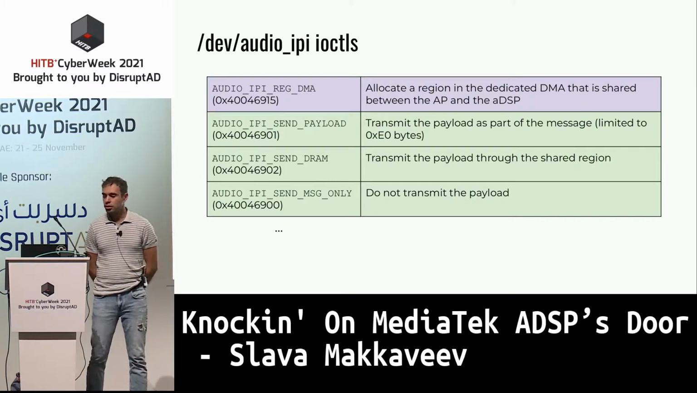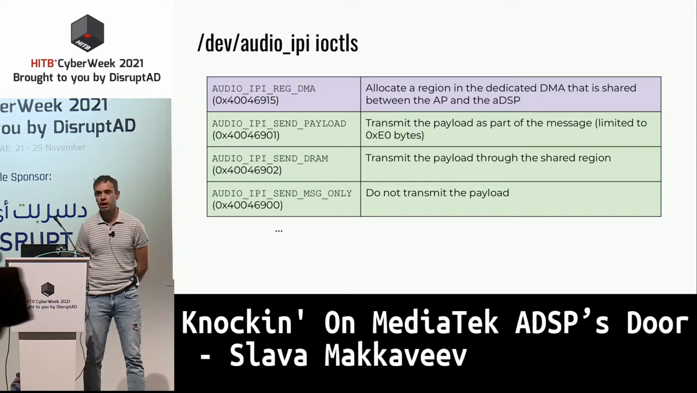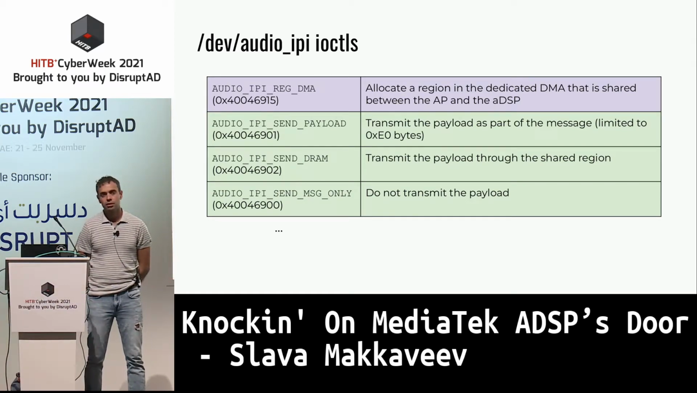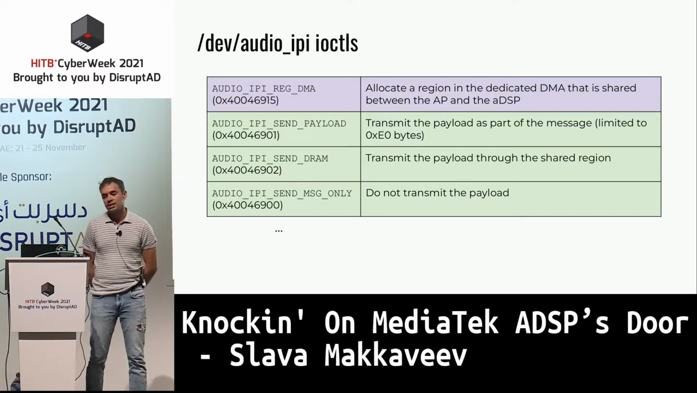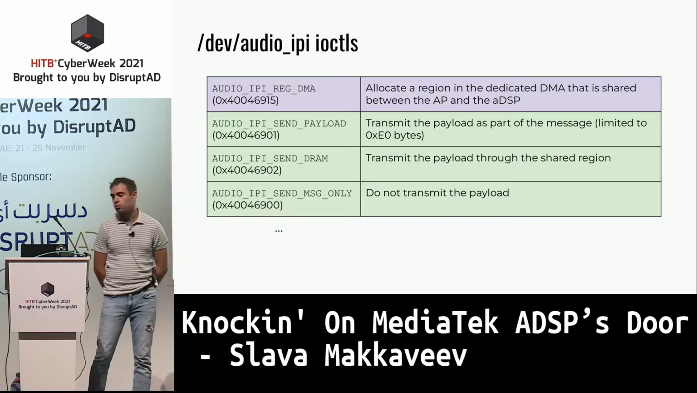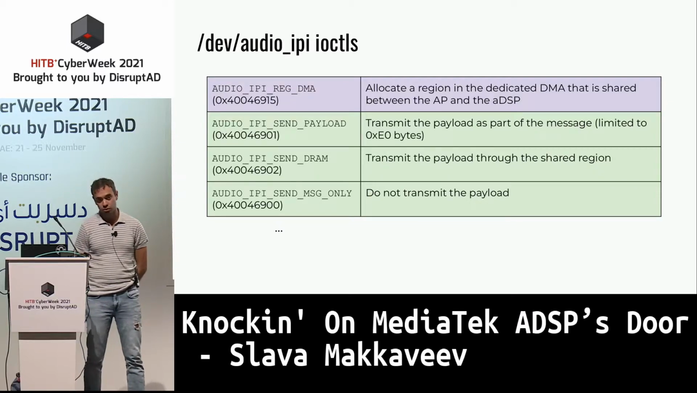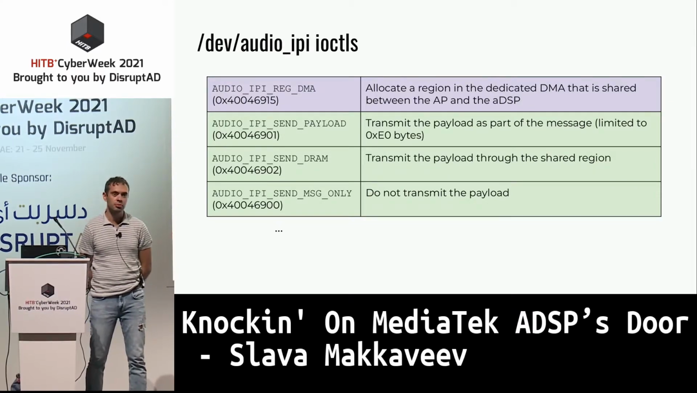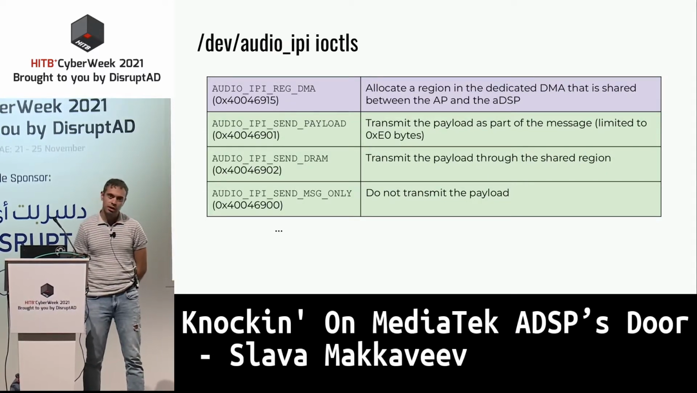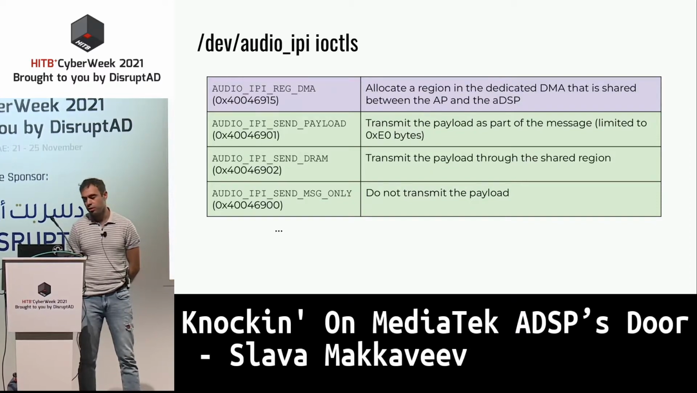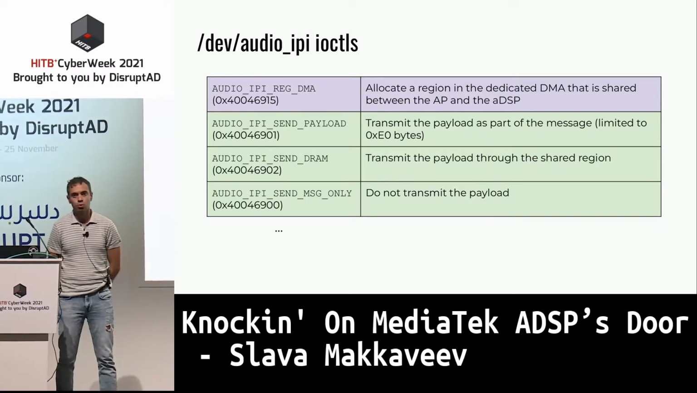For example, there are three different ioctls for sending IPI messages to the audio DSP from Android. And the difference lies in the way the message payload is transmitted. The possible options are to transmit payload as part of the message, or to transmit a payload through a memory shared between CPU and audio DSP, or it's possible to not transmit the payload at all.